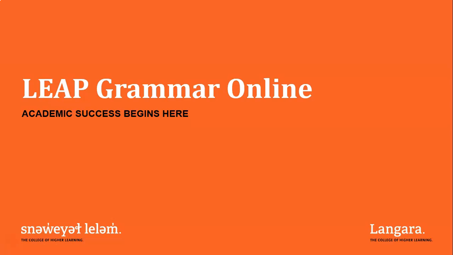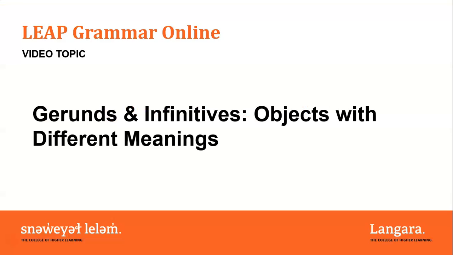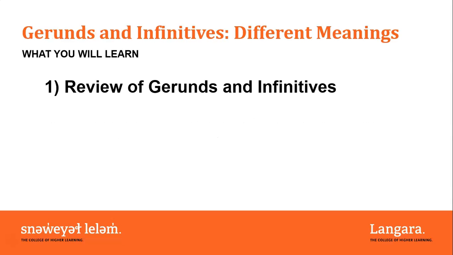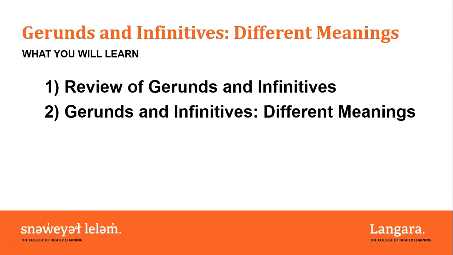Good afternoon, LEAP students. Today, we are going to learn about gerunds and infinitives where the object has different meanings. In today's lesson, we will first do a review of gerunds and infinitives. Then, we'll look at gerunds and infinitives which have different meanings. And finally, we'll finish off with some practice.